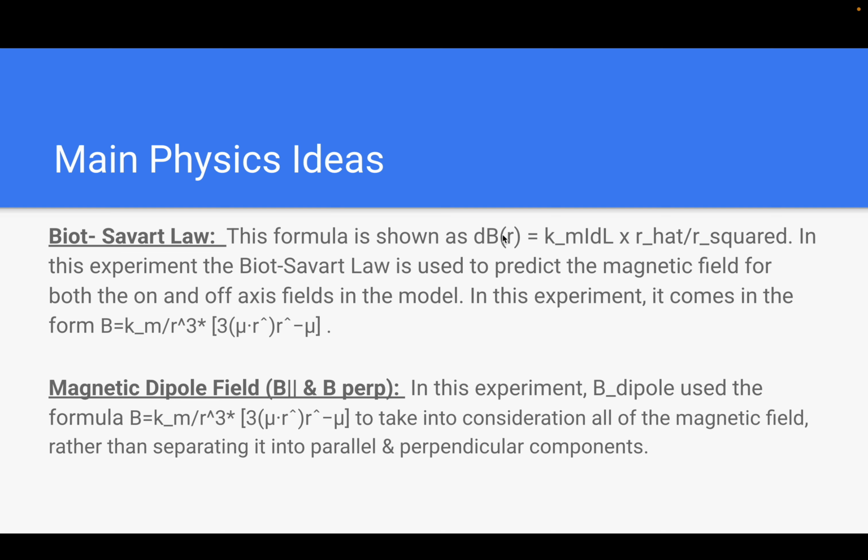It is also represented over here with the magnitude of the K magnetic constant, current, and length of the source as a cross product with r hat all over r squared. And it is used to predict the magnetic field for both the on and off axis fields in the model and comes in this form. Additionally, B-dipole also uses this formula to take into consideration all of the magnetic field rather than separating it into parallel and perpendicular components, and this can be seen in the code.